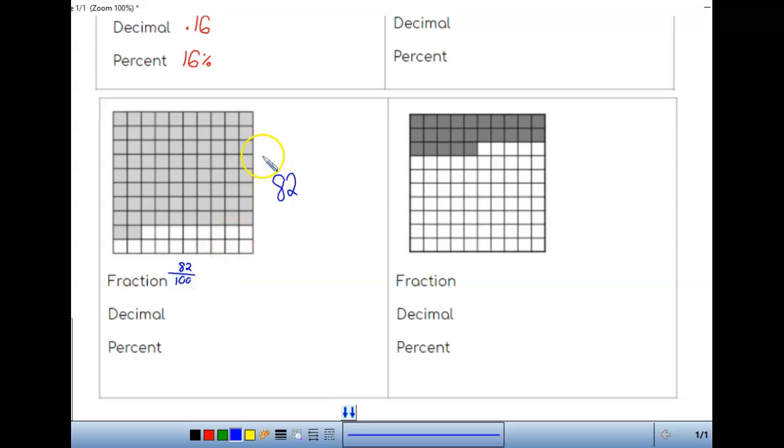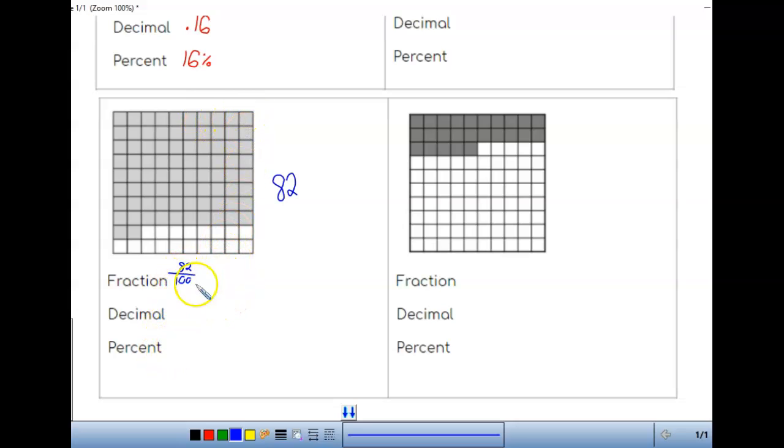Maybe you're like, Miss West, are you sure that it's 100? Well, let's count. 1, 2, 3, 4, 5, 6, 7, 8, 9, 10. 1, 2, 3, 4, 5, 6, 7, 8, 9, 10. So I was right. It's out of 100.